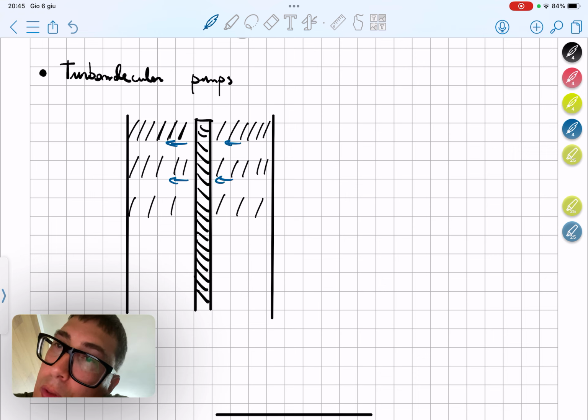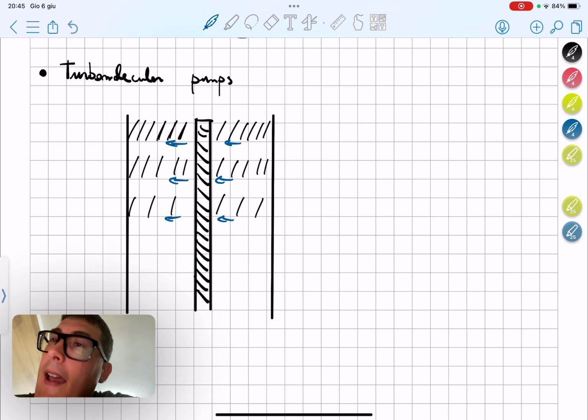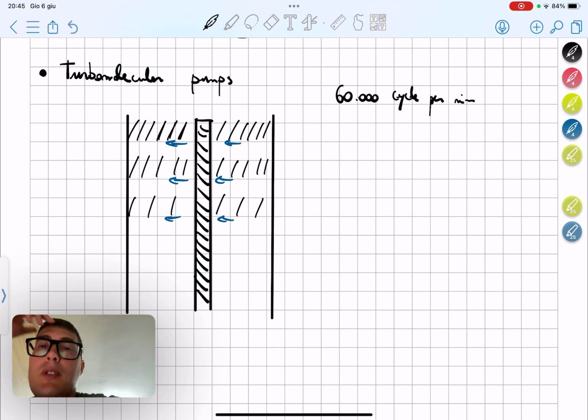If you have ever seen a turbine or a fan, it is similar. If you want to have something in your mind to think about it, think of a fan, and this fan is rotating very fast, with a rotation of 60,000 cycles per minute. Okay, so rotating very, very fast.